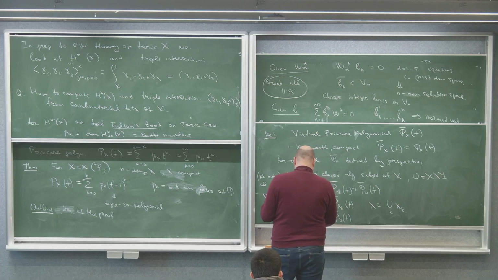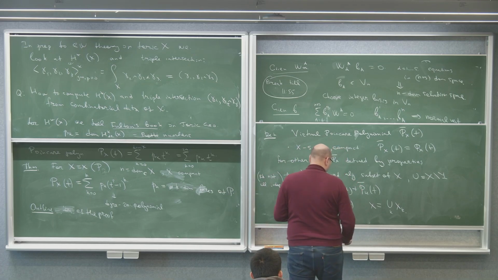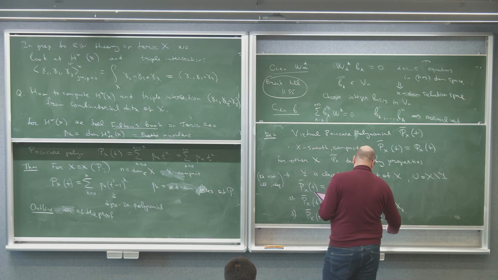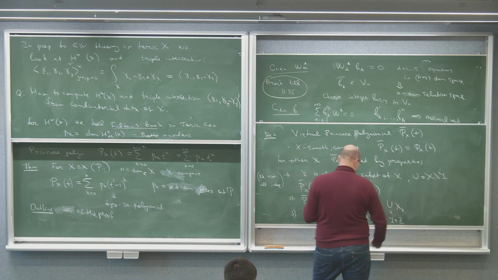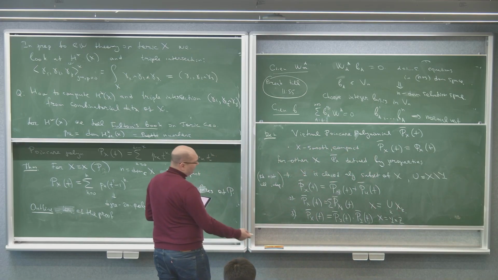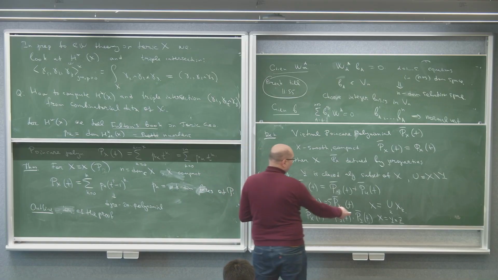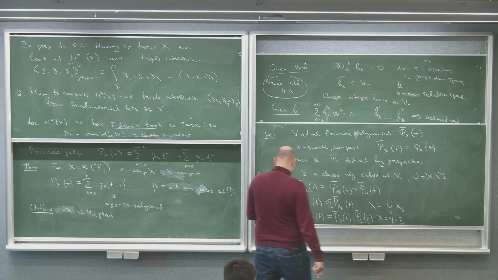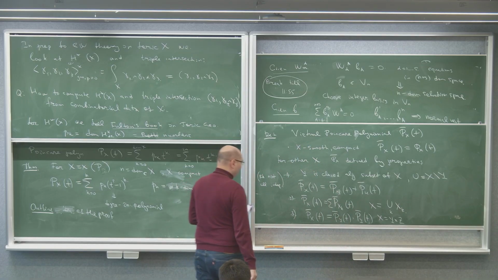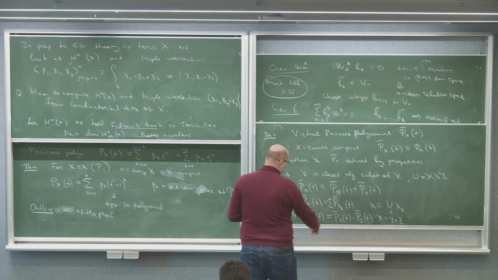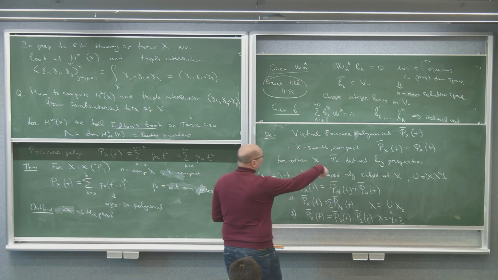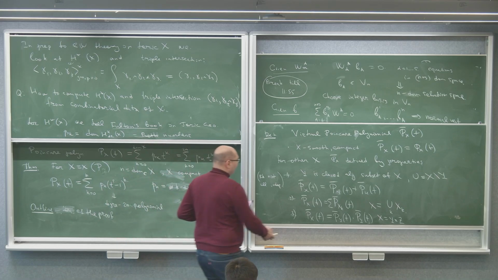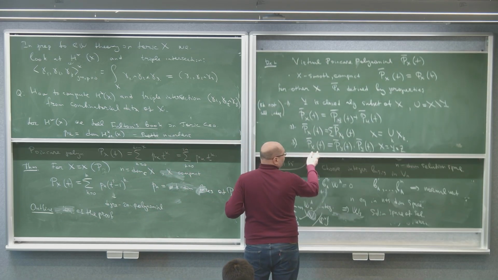Suppose I have my variety X, which is a Cartesian product Y times Z. For Poincare polynomials, when we perform a Cartesian product, the Poincare polynomials multiply, and these virtual Poincare polynomials also have this property: the virtual Poincare polynomial for a Cartesian product is the product of the virtual polynomials.